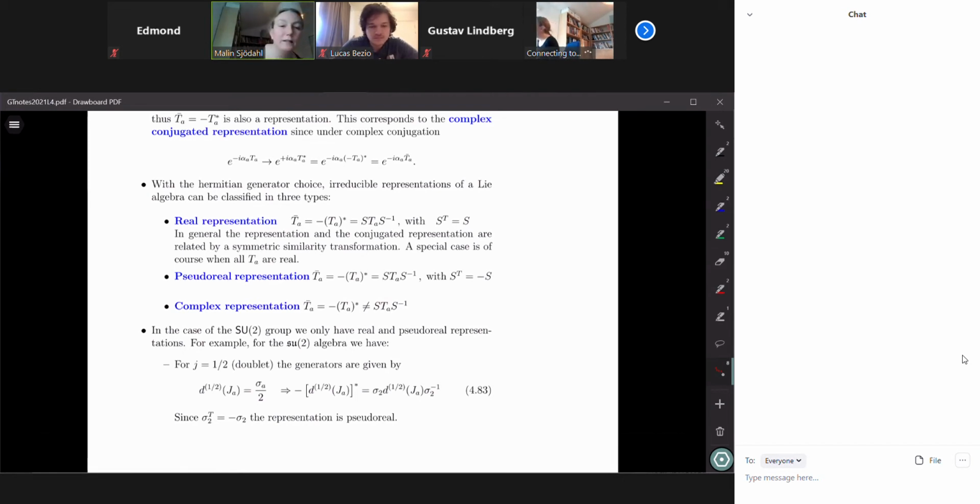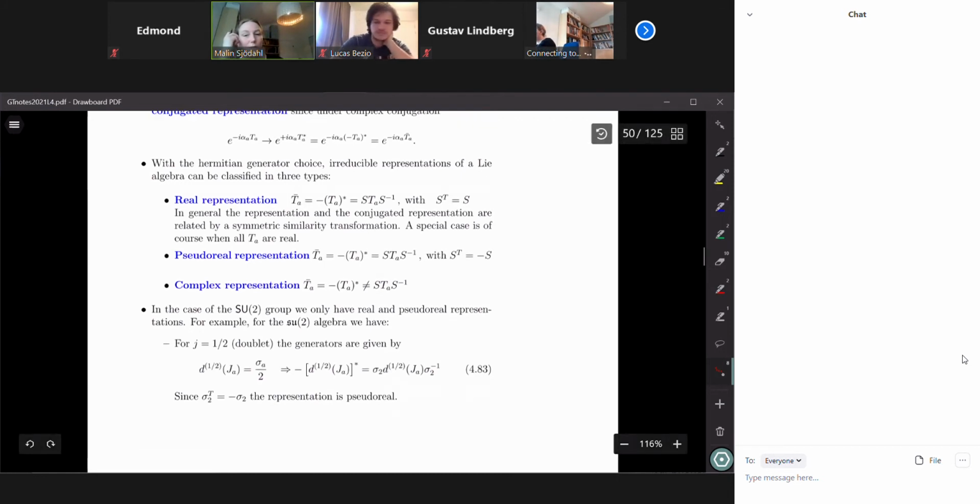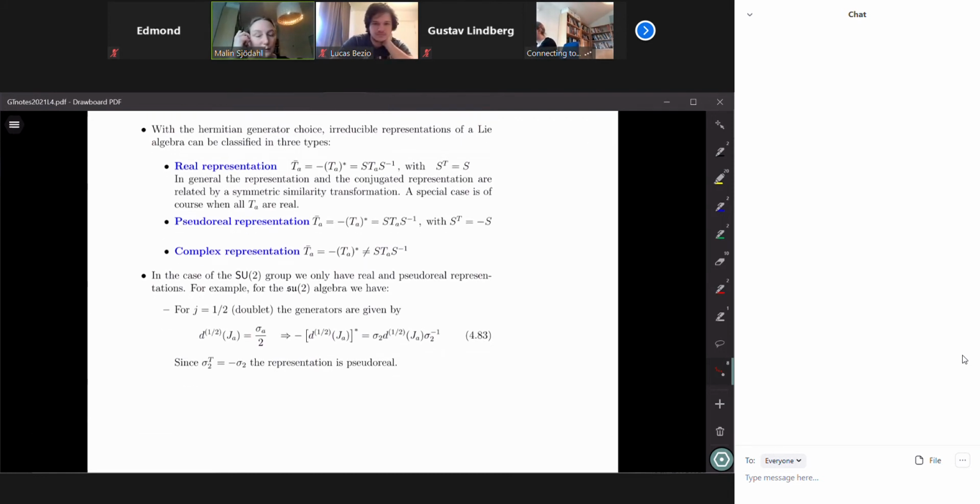And then actually in the case of SU2, which we have now studied in quite some depth, it is the case that we only have real and pseudo-real representations. So to argue for that, we would want to find, for example, for the spin 1/2 representation, that the complex conjugated representation can be related by a similarity transformation of this form where S transpose is minus S, that we can find such a transformation.